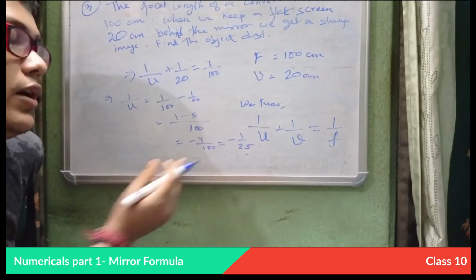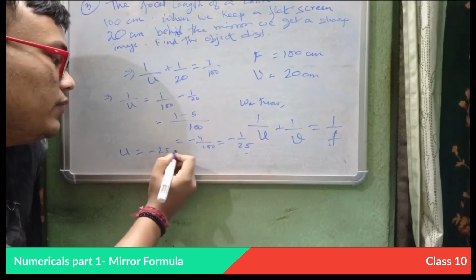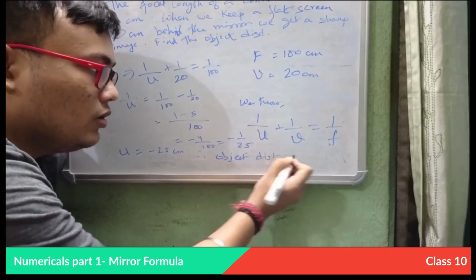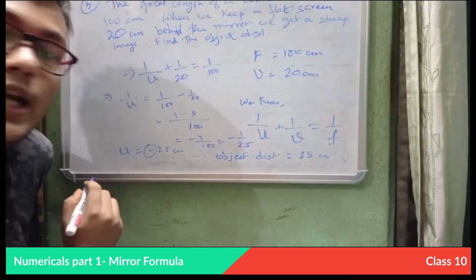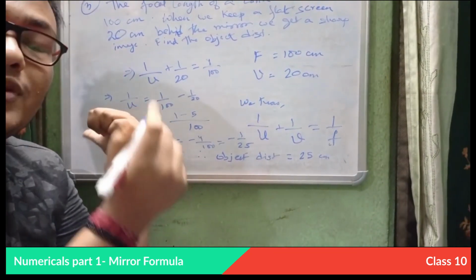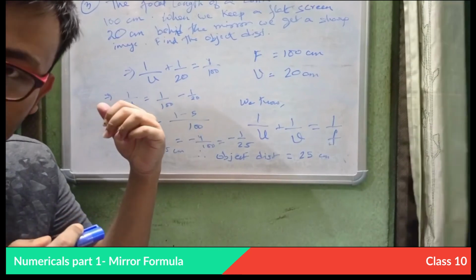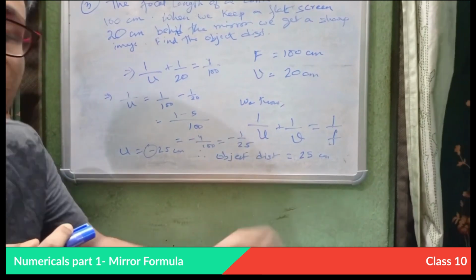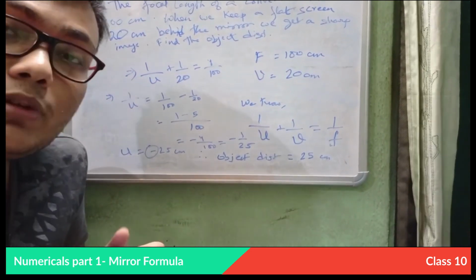Now 1 by u becomes equal to minus 1 by 25, that is, u becomes minus 25 centimeters, so the object distance is 25 centimeters. And what does this minus sign imply? It is in front of the mirror, that is, towards the left of the mirror, on the negative x-axis. So the sign is negative and the distance is 25 centimeters in front of the mirror. Okay, so this should be your answer: 25 centimeters in front of the convex mirror.